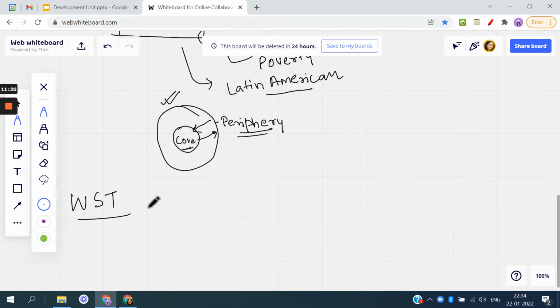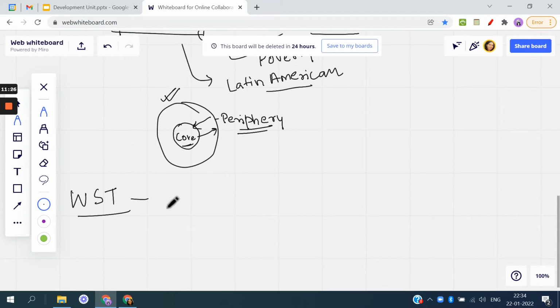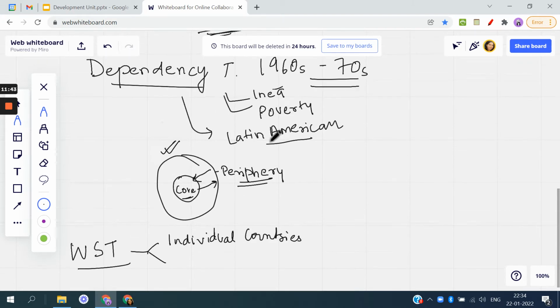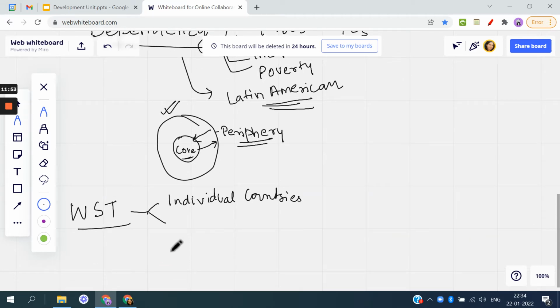Then the world system theory was also on a similar line, but there are a few differences between the dependency theory and the world system theory. What was the difference? Number one thing is that it is not necessarily about individual countries. The dependency model talked only about Latin American countries and did its experiment on some of them. The world system theory said that this model needs to be applicable at the world level. There is a world capitalism which is forcing this world to remain poor and unequal.